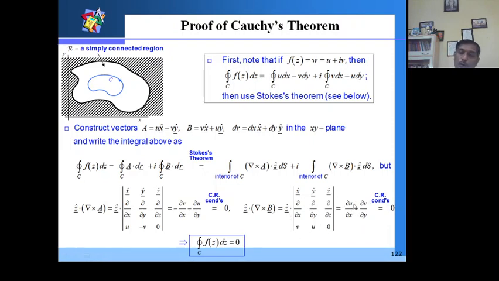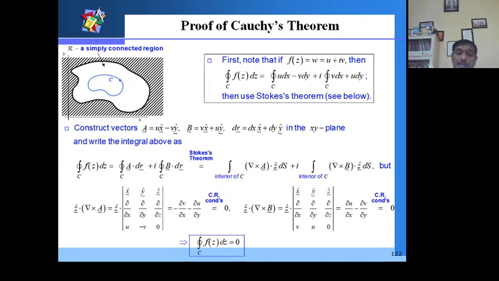You know that by the Cauchy-Riemann condition, ∂u/∂x is equal to ∂v/∂y, then this becomes 0. This means the whole product becomes 0, this is also 0, then the function becomes 0. This is one simple way to prove Cauchy's theorem using Stokes.